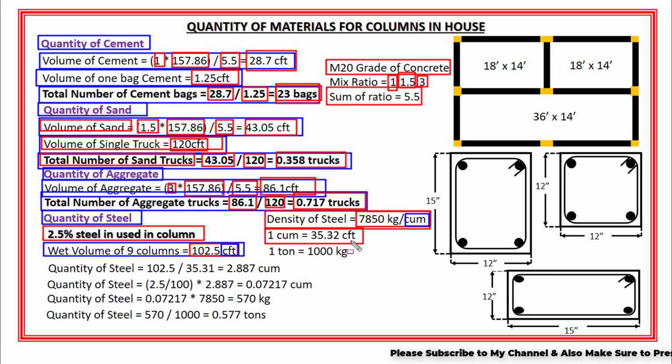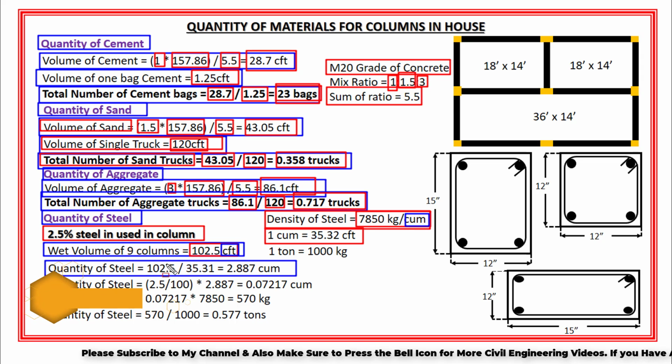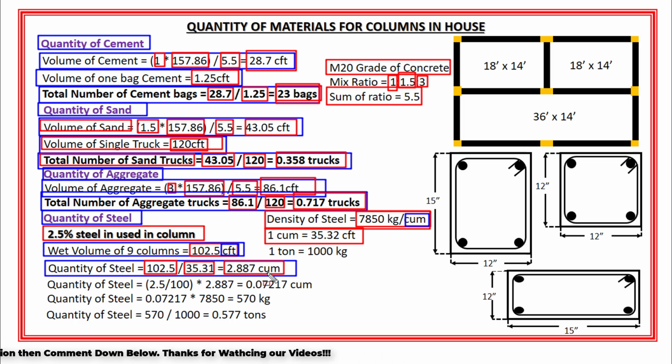Now we know that 1 cubic meter is equal to 35.31 cubic feet. Okay. So the wet volume in cubic meter is equal to 102.5, which is the wet volume of 9 columns in cubic feet, divided by 35.31. And the total wet volume of 9 columns in cubic meter will become 2.887 cubic meter.